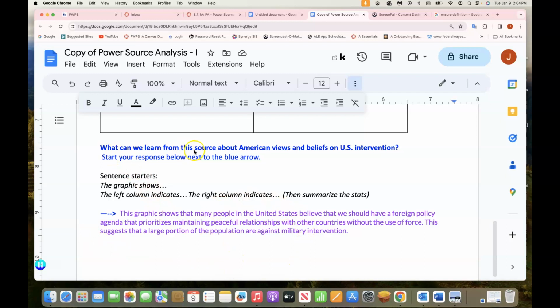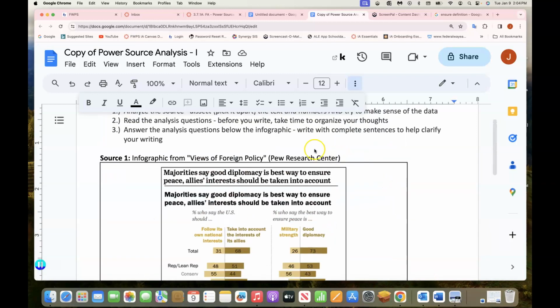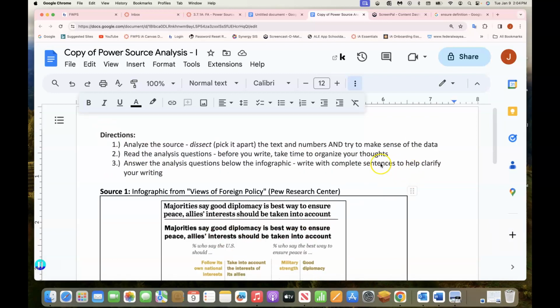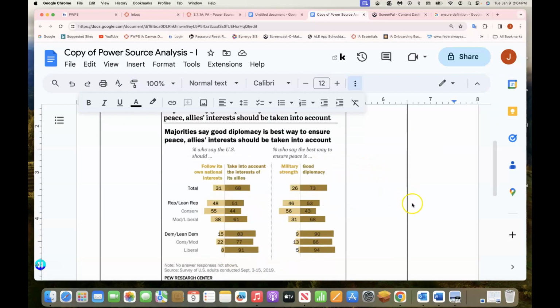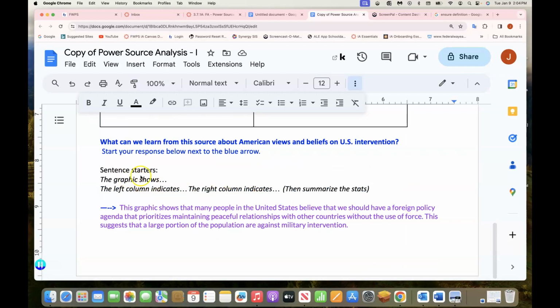It says, what can we learn from this source about American views and beliefs on U.S. intervention? So this is what you are doing with the entire graphic. You're trying to make sense of the data, and you are writing how you are making sense of the data with complete sentences. Okay, so right here, sentence starters, just two that I put in here for you. You could say the graphic shows, which is what I've written here, or if you like data in numbers, you could again state what you see, and then you can summarize how you're interpreting the facts.